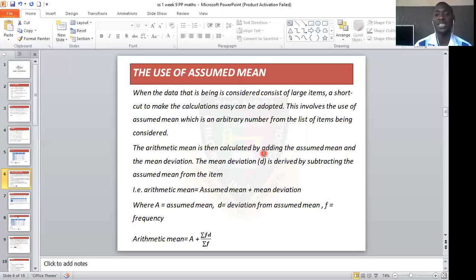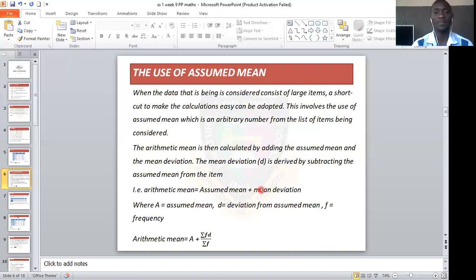Arithmetic mean will now be the assumed mean plus the mean deviation. How do you calculate the mean deviation? The mean deviation is represented by D, and it's derived by subtracting the assumed mean from the item given. You subtract the assumed mean from the item given. That is D. That's how you calculate D. Arithmetic mean equals assumed mean plus mean deviation.